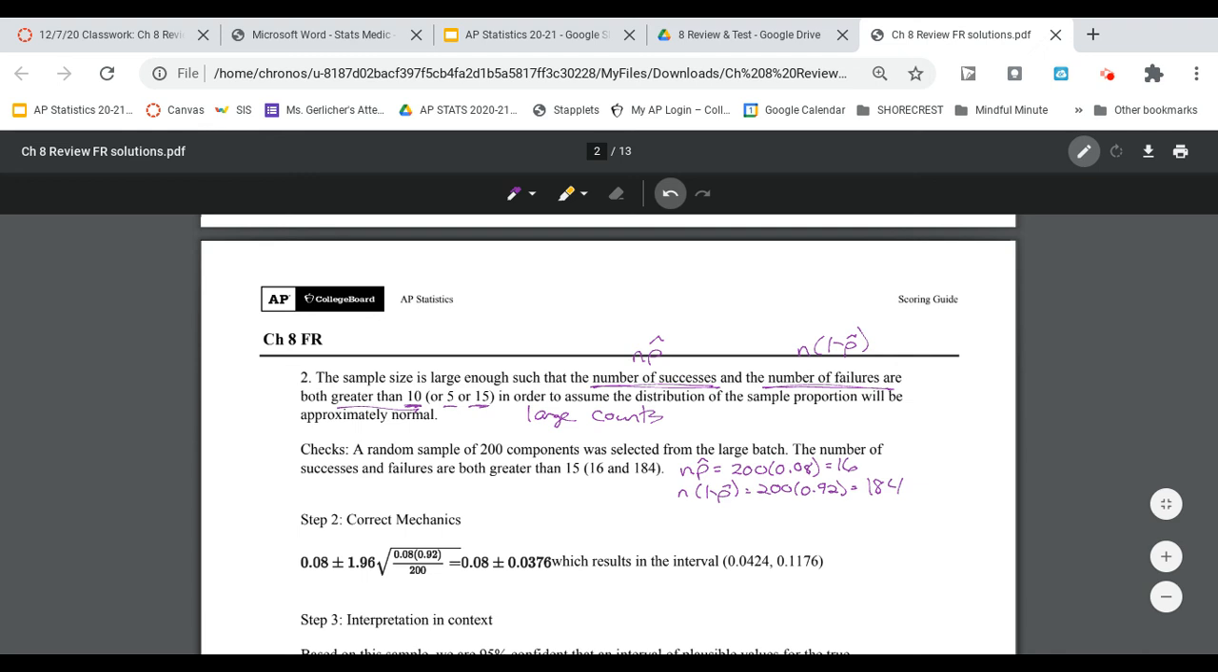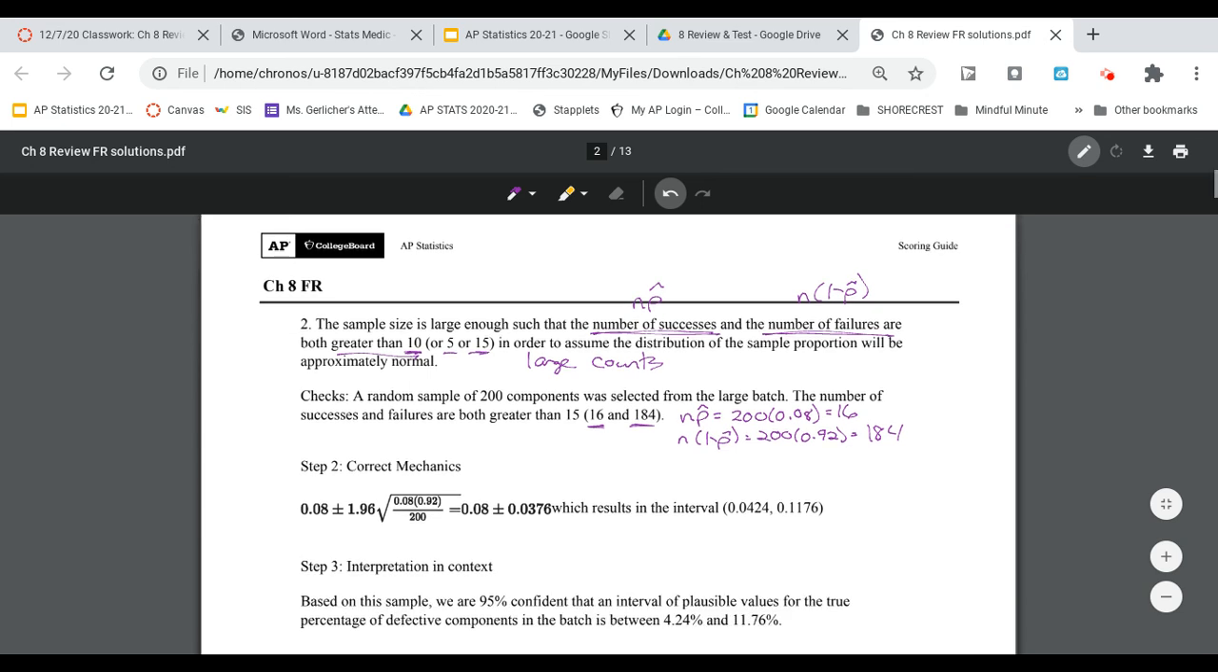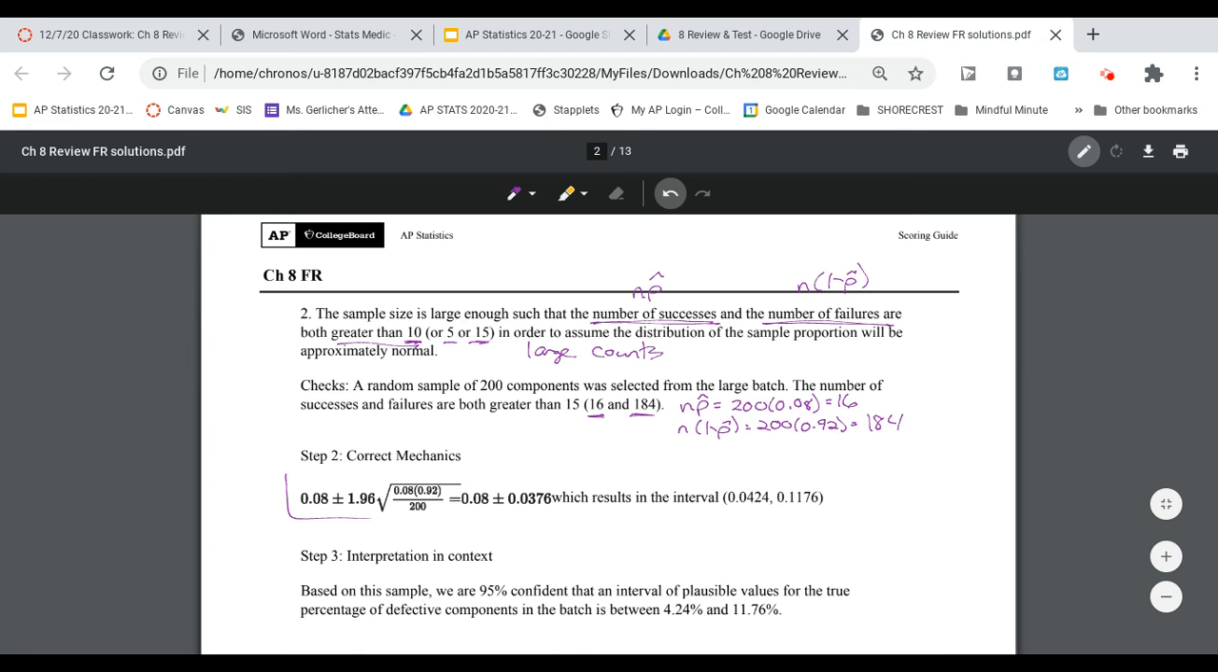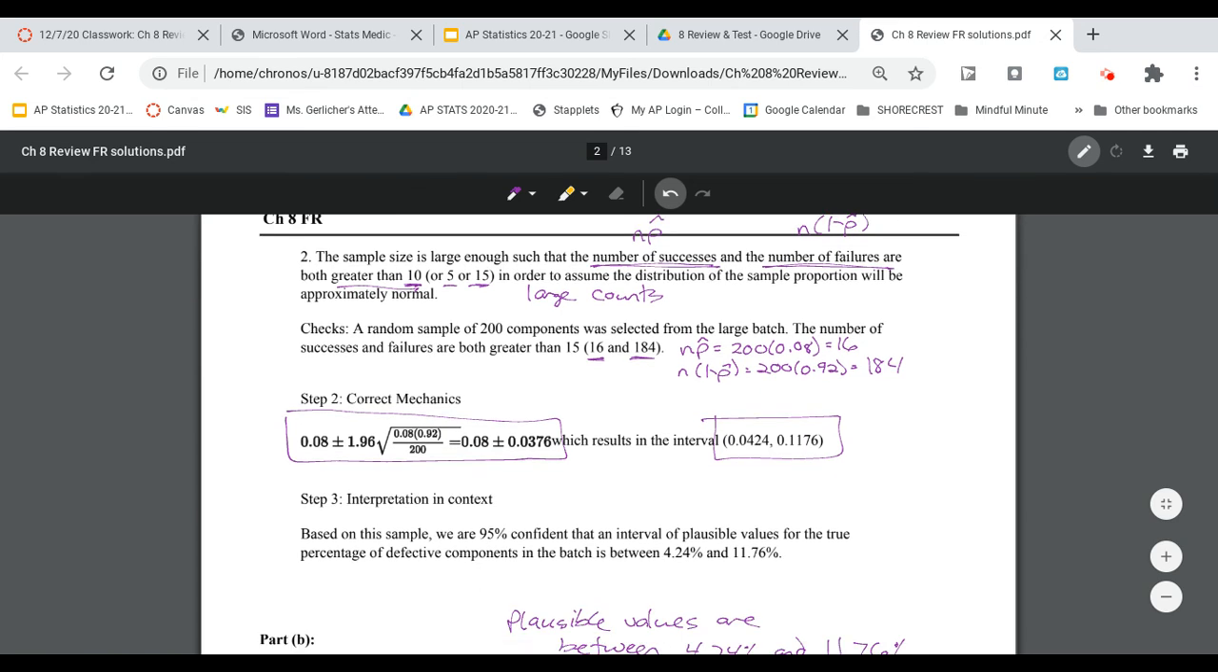So you do the whole np and n(1 minus p hat) thing, and you get 16 and 184. And they are all bigger than 10. So we're good. Okay, so that's what you do for conditions. Then comes the do part, and they do want you to show your work and then give your actual answer. And then interpret, well, you recognize this. We are 95% confident, and they put their context and parameter first and then their interval at the end, but same stuff is in there.